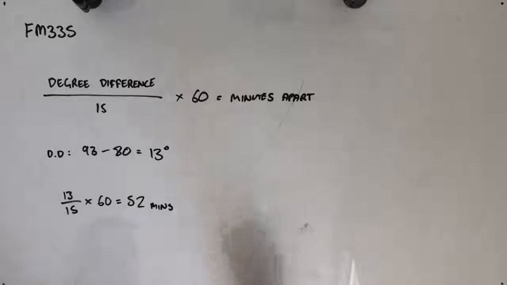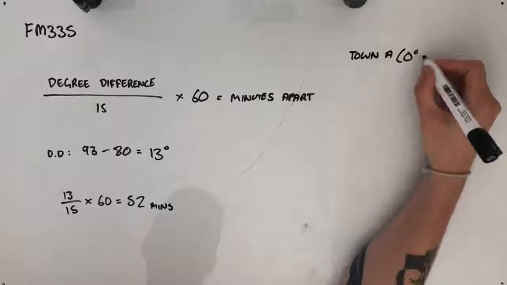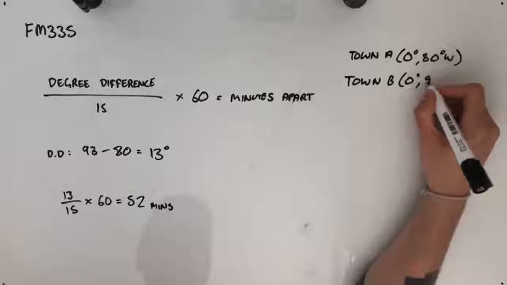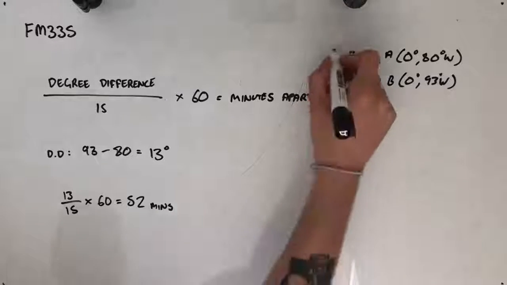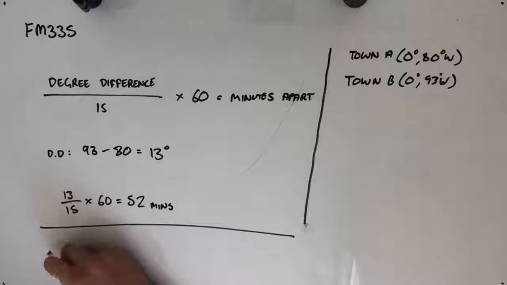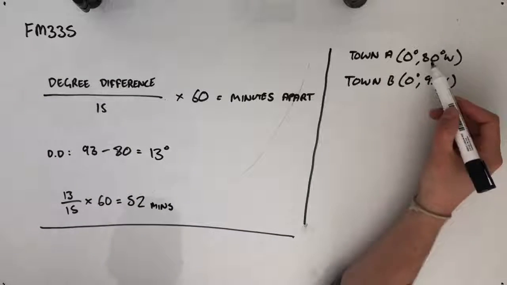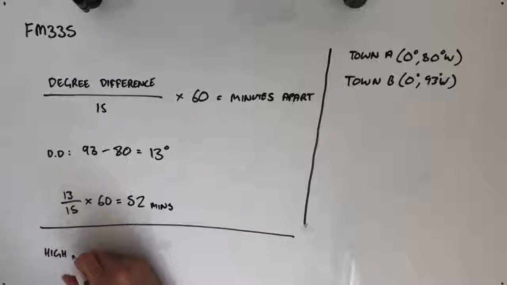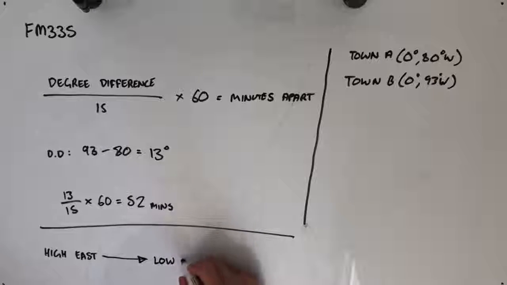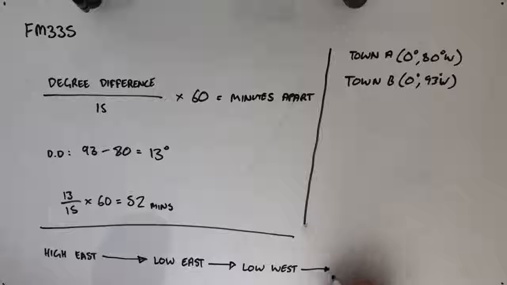The next thing to get clear on is actually how this is going to work. So we've got Town A at 0 degrees, 80 degrees west, and we've got Town B at 0 degrees, 93 degrees west. So one of the next things we want to figure out is how this works. Now, a nice little way of remembering how this works, you might want to have this somewhere in your notes, is that the order of the sun rising when it comes to planet Earth is the further east we are, so the higher east locations will come first. They're the first ones to experience the sunrise on a given day, which goes down to the low east locations, which then goes to the low west locations, and finally the high west.